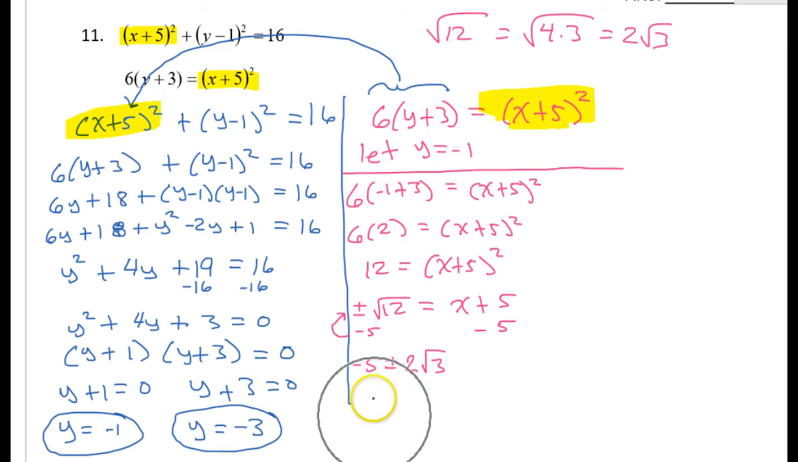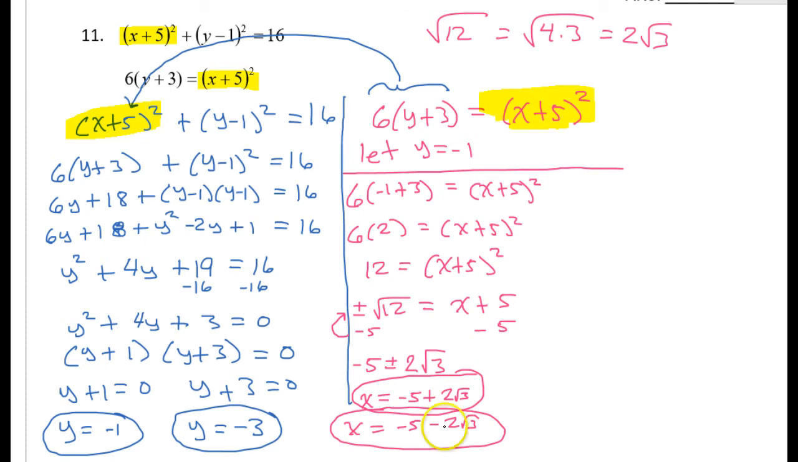Now this plus or minus means we really have two separate solutions. And remember, this is x equals. So this is really x equals -5 plus 2 radical 3, or x equals -5 minus 2 radical 3. That's the plus or minus happening. So I have two different solutions here. Okay, I'm just going to circle them real quick.